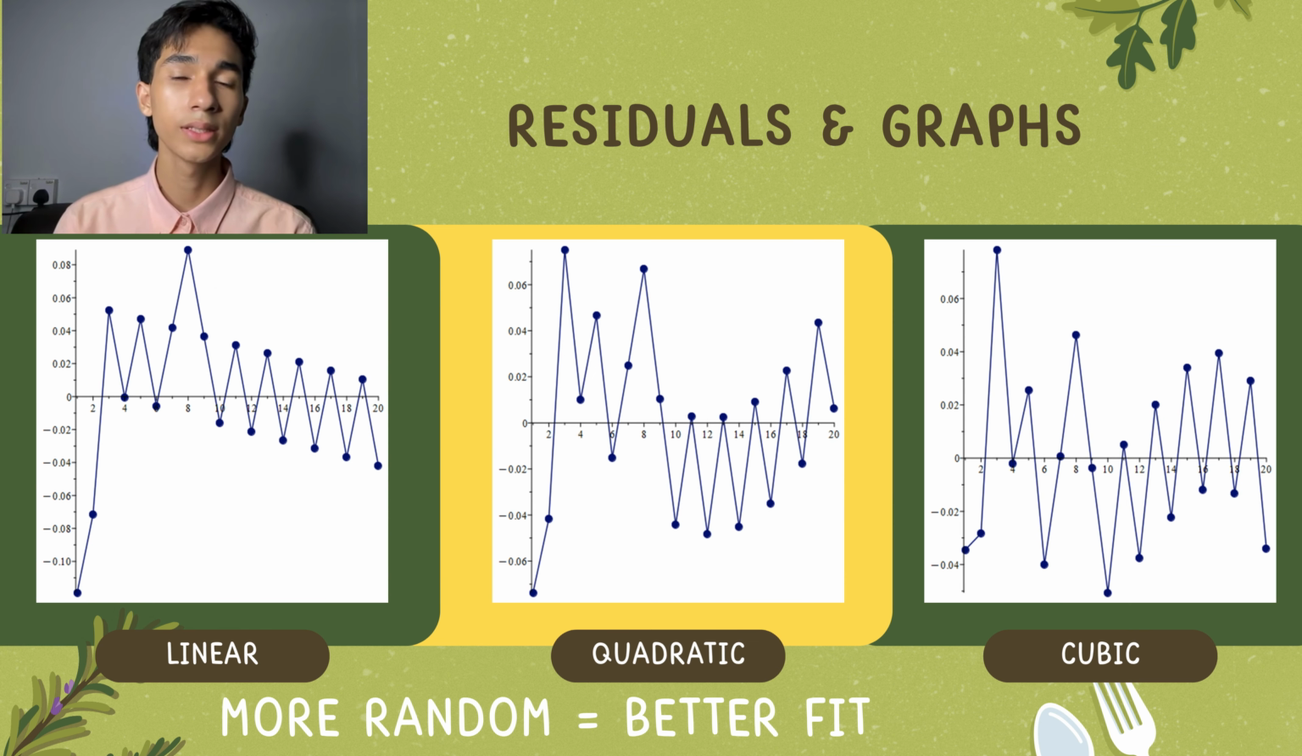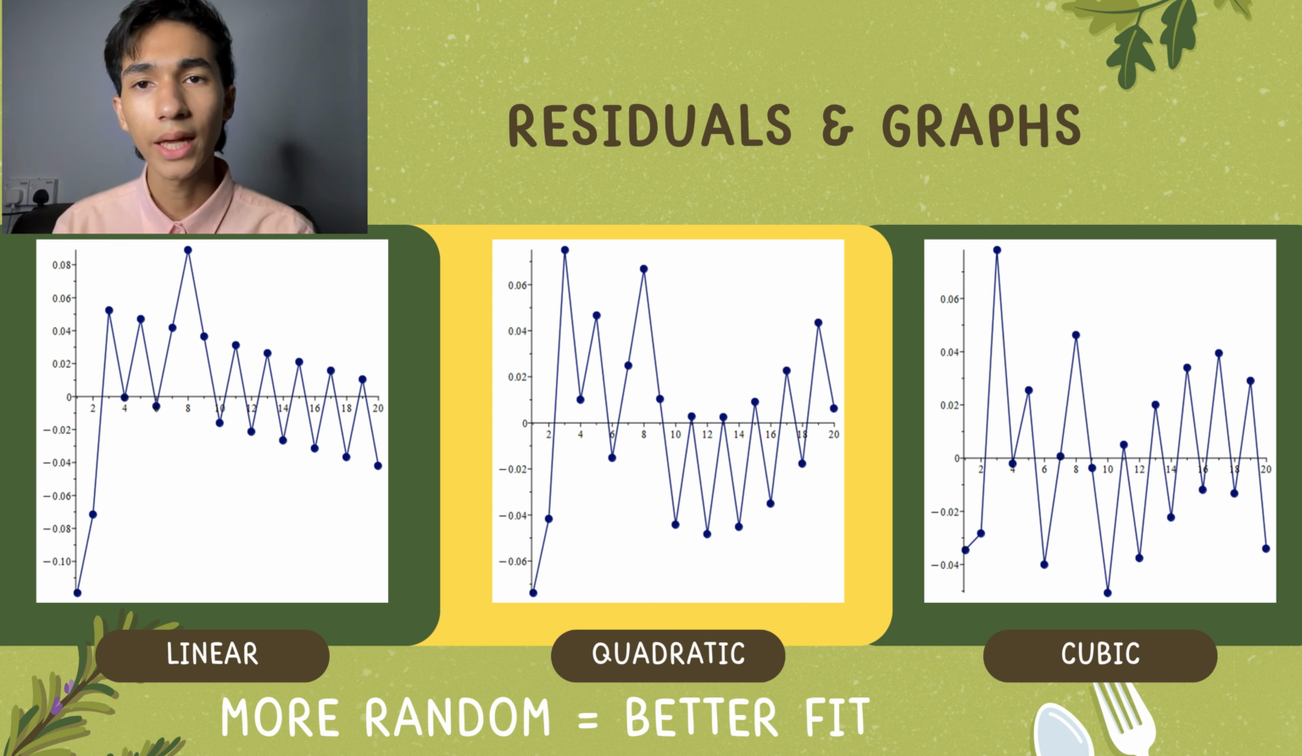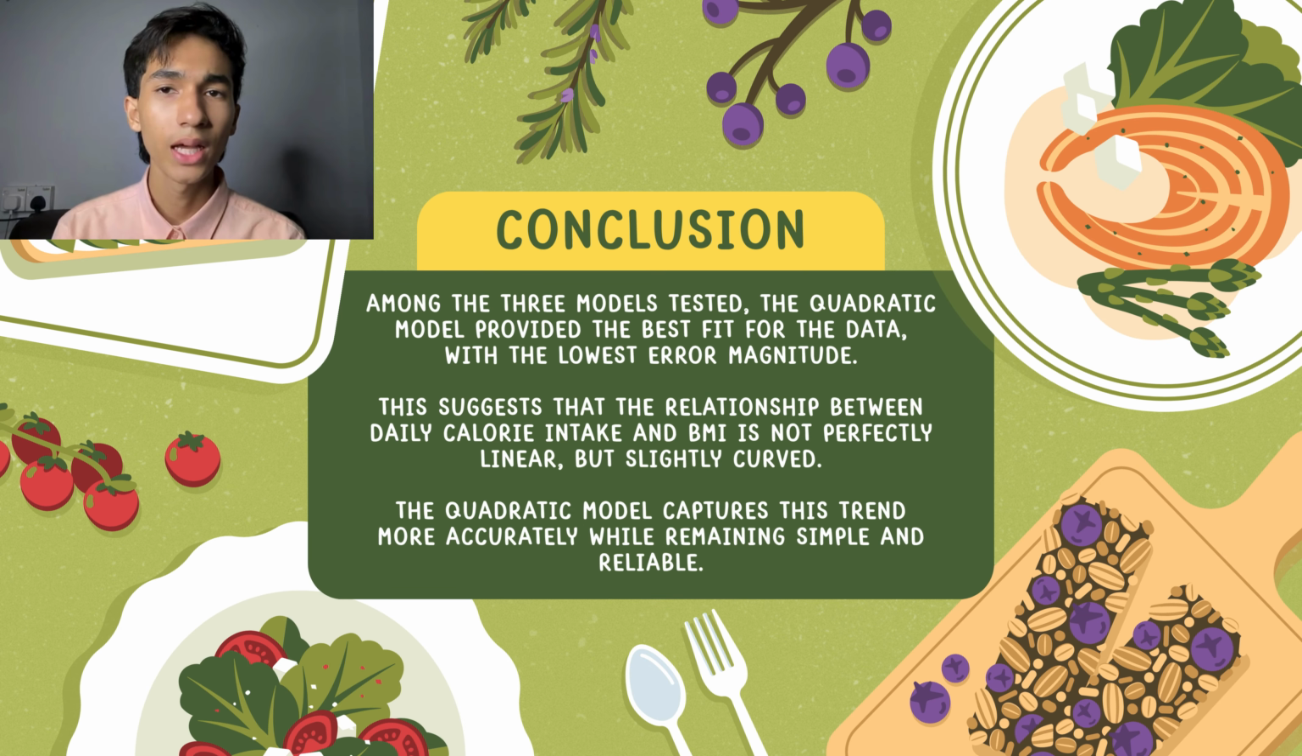We also looked at the residuals, or the difference between the actual and predicted values. The more random the residuals, the better the model. The quadratic model had the most balanced and randomly scattered residuals, which supports its accuracy. So, as we observe, among the three models, the quadratic model gave the lowest error and the best overall fit. This means that the relationship between calorie intake and BMI is not perfectly straight, but slightly curved. The quadratic model captures this non-linear trend in a simple and effective way.